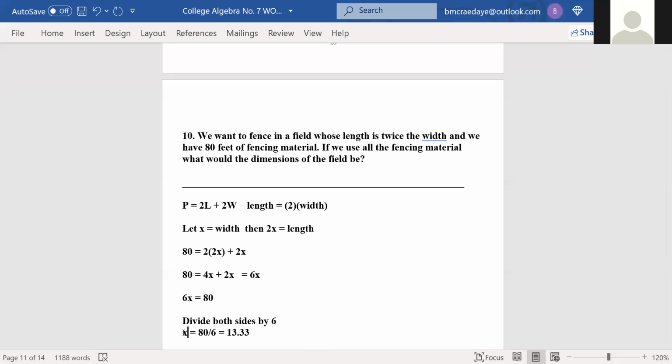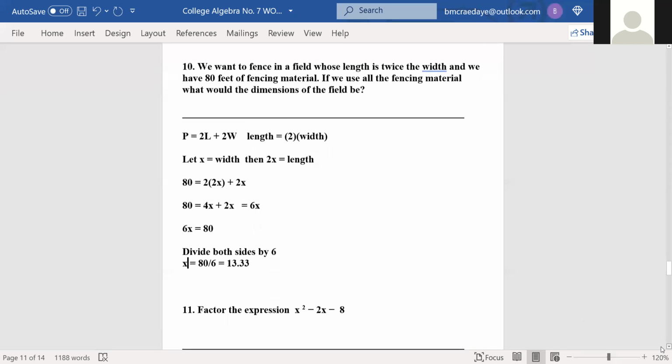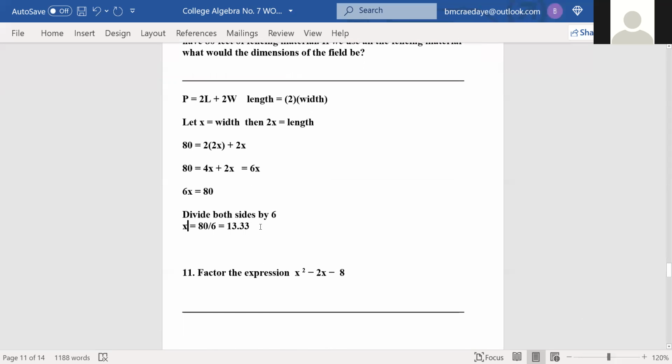So we want to know the dimensions. That means we want to know the length and the width, right? So X was the width. So X equals 13.33. That's the width.